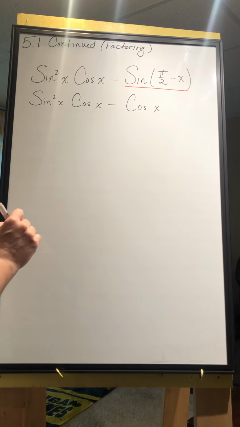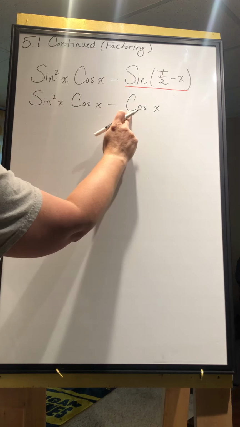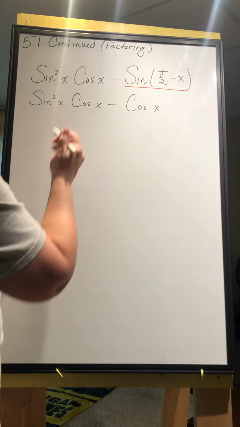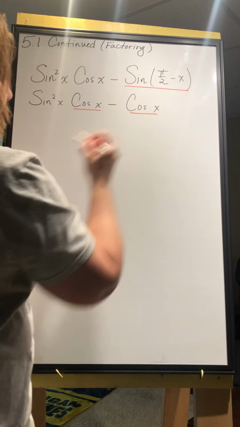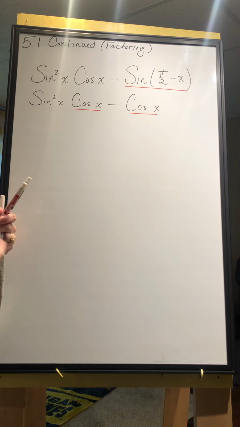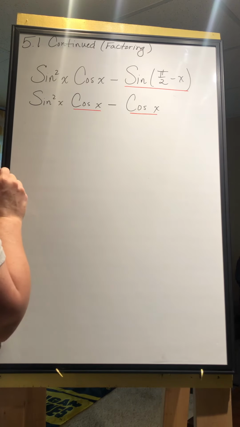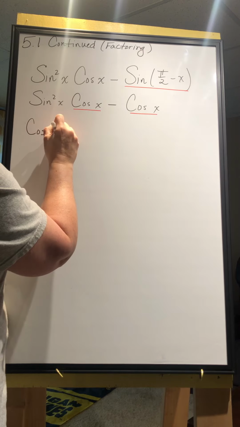Next thing I'm going to do is look at my two terms. Remember, this is one term, this is another term. Terms are separated by pluses and minuses. So I'm going to see if I can factor something out of both of these just to make it simpler. So this term has a cosine, and this term has a cosine. So let's go back to Algebra 1, and we're going to factor the cosine out of each term. So I'm going to factor a cosine out here.